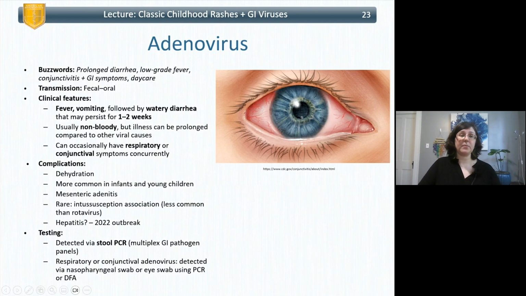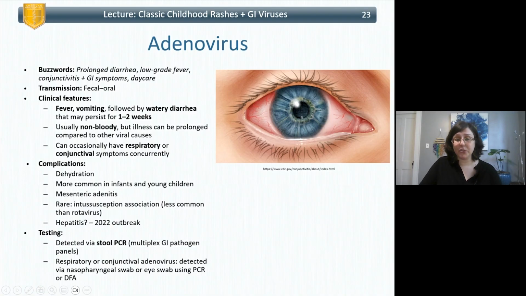daycare. So transmission, again, is fecal oral. And the clinical features include fever and vomiting, then followed by this diarrhea that can persist for 1 to 2 weeks. Usually it's non-bloody, and it can occasionally also have respiratory symptoms or conjunctival symptoms concurrently. So if you have a question stem with a child who has red, itchy eyes, and then has also had diarrhea now for 1 to 2 weeks, that is a classic question for adenovirus.